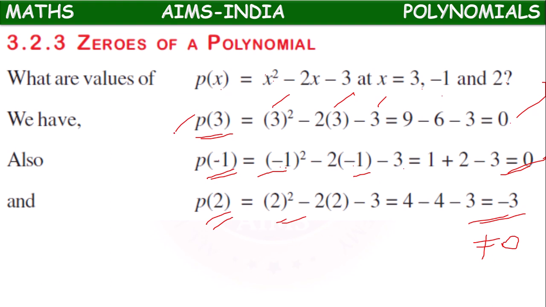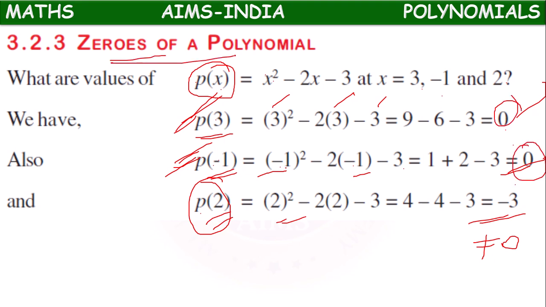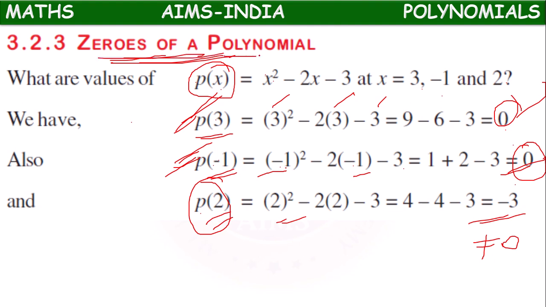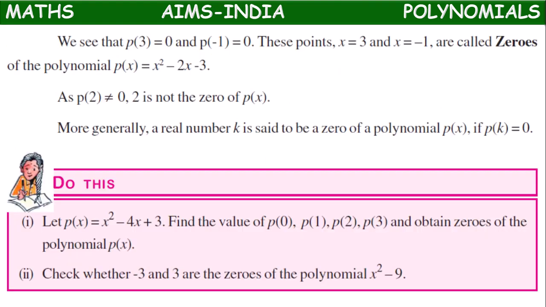It means that for some values, at some points, the value of p of x becomes 0. At some other points, it does not become 0. The points at which p of x becomes 0 are called zeros of the polynomial. At that particular point, the value of the polynomial becomes 0. That's why they are called zeros of a polynomial.